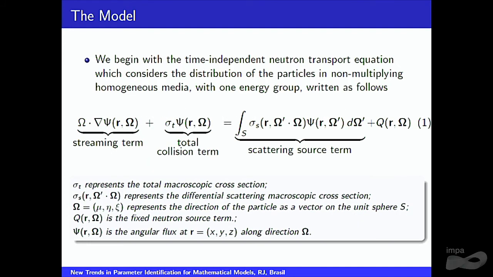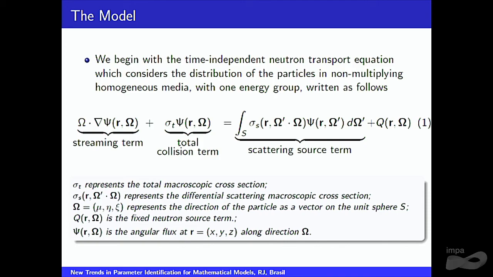But since I was not sure the audience will be so familiar with the model that we have to work with, I thought it would be nice to show the fundamental forward problem when we deal with this kind of application. That, in this case, is the neutron transport equation. That's an integro-differential model. Of course, here is the inhomogeneous source term that I want to reconstruct.